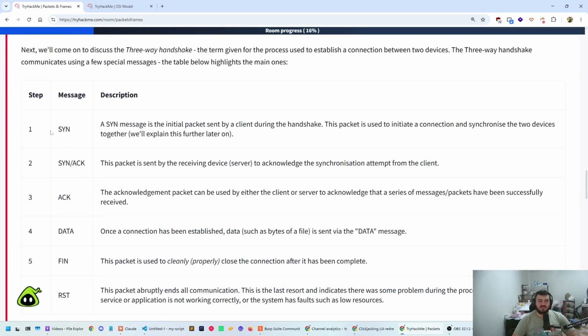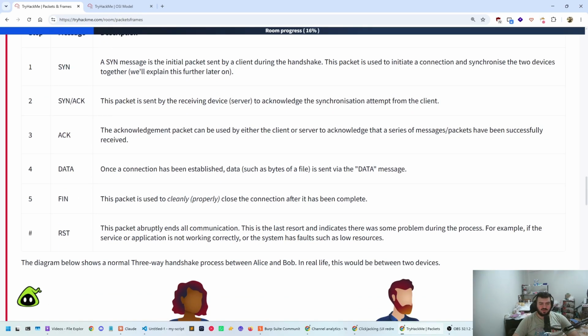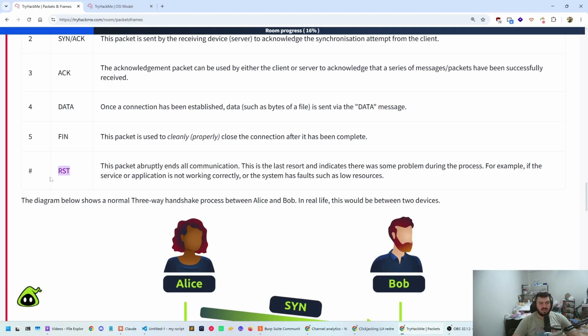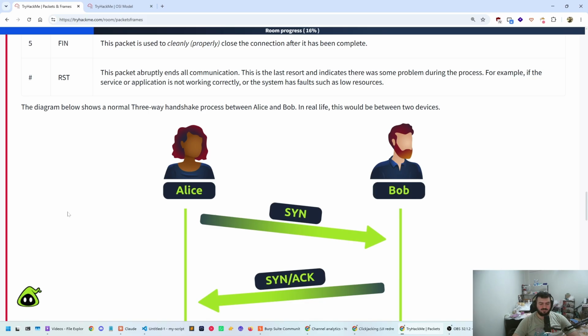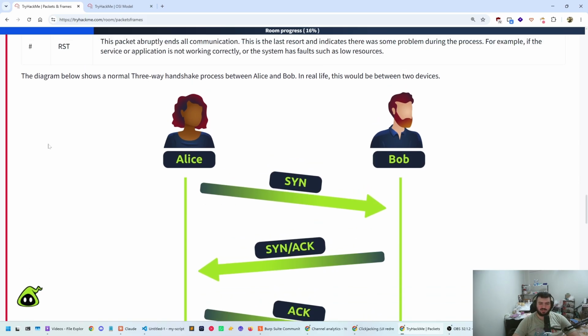So the way it works is you send the SYN, like a synchronize attempt. SYN-ACK is like, I acknowledge that you want to synchronize with me. And then ACK means that I got the data that you sent me. The data itself is, I'm sending you some data. FIN is like, all good, we complete our transaction, nice to meet you. And then the reset is like, just no bro, it's not working.